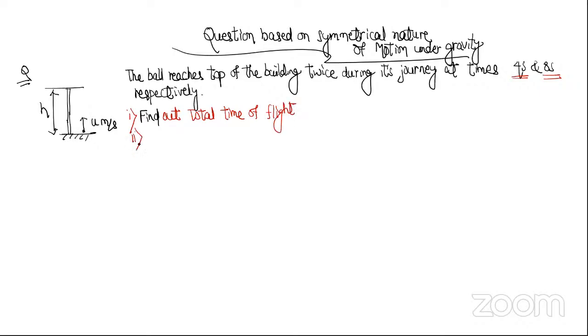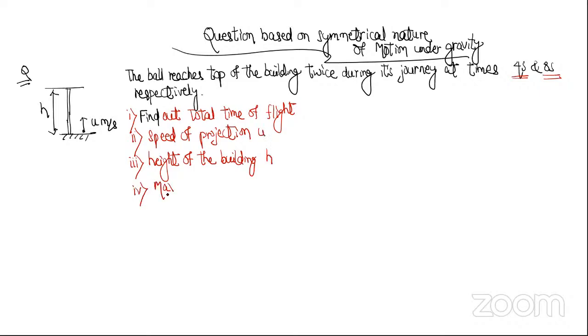Second, speed of projection u. Third, height of the building h. Fourth, maximum height of the ball from ground, that is capital H.